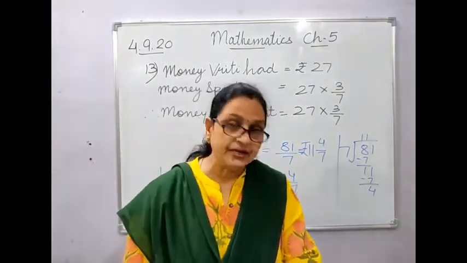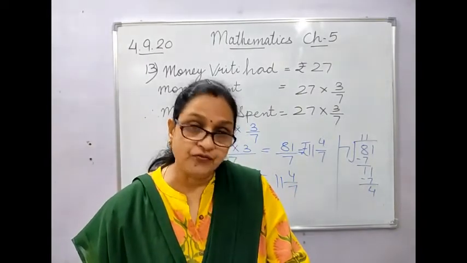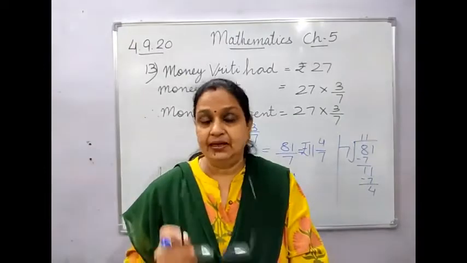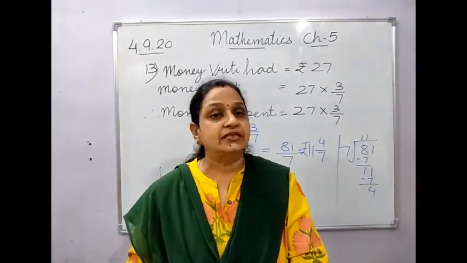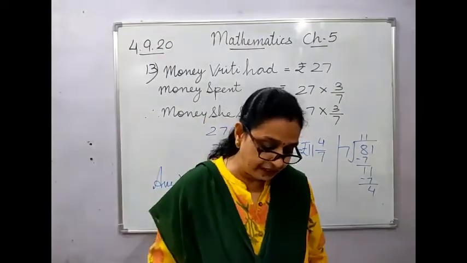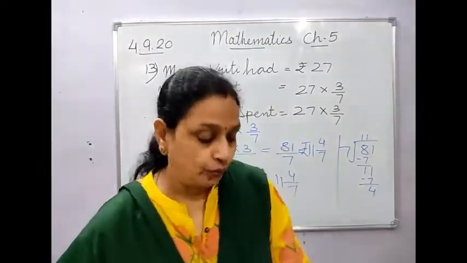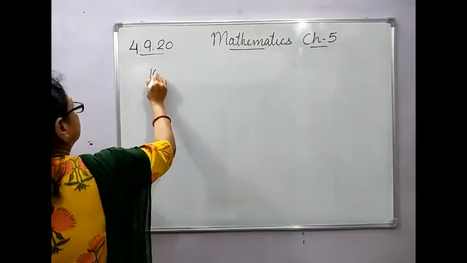Rohan bought a 7.5 meter long rope. He cut it into 5 equal pieces. Cut it means he divided it into 5 equal pieces. That means it is a sum of division. Find the length of each piece of the rope. So it is sum number 14.